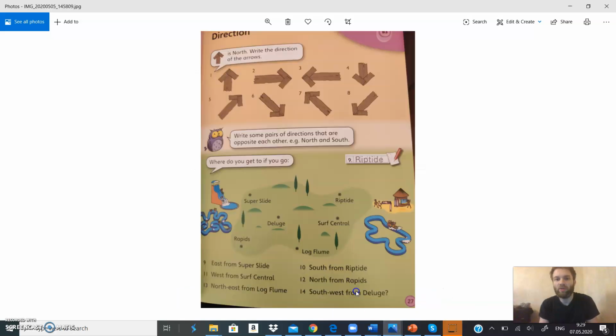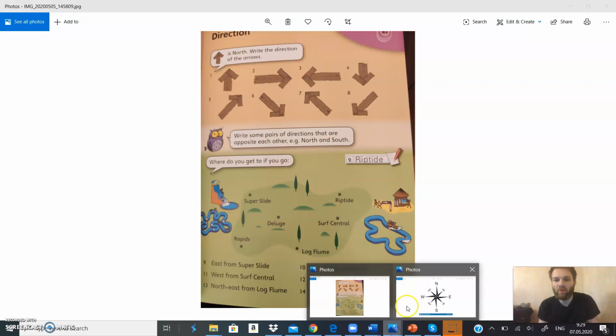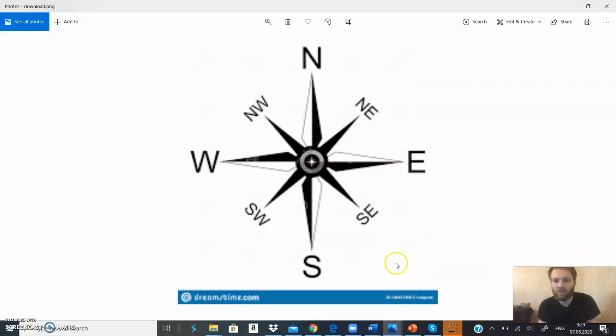I'll show you the task for today. It tells you that number one is north, and you've got to write the direction of the other arrows. So if north is that way, what's that one? Okay, well, I can have a look at my picture to say, okay, that's east.